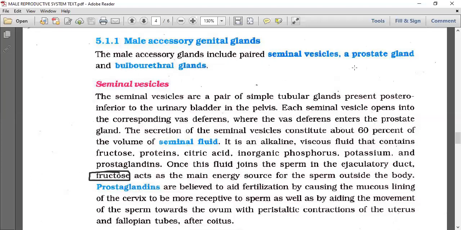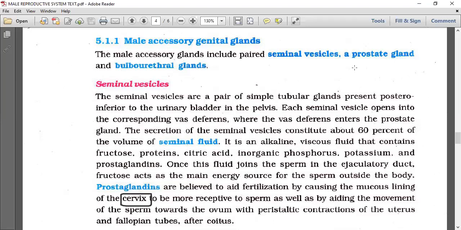Then what are the prostaglandins? Prostaglandins are believed to aid fertilization by causing the mucus lining of the cervix to be more receptive to sperm, as well as by aiding the movement of the sperm towards the ovum with peristaltic contractions of the uterus and fallopian tubes after coitus. Okay, so this word, cervix.